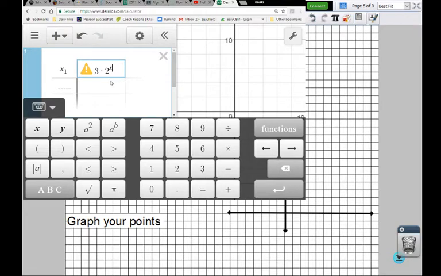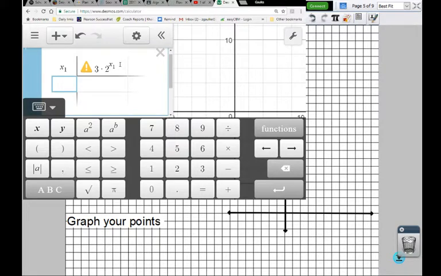Okay, so real quick, you see how over here this is x1 on this first part? We need to make our x an x1, just to tell Desmos it's a little different. So just type in a 1 afterwards. Hit the button 3 times 2 exponent x1. So it should look like this.